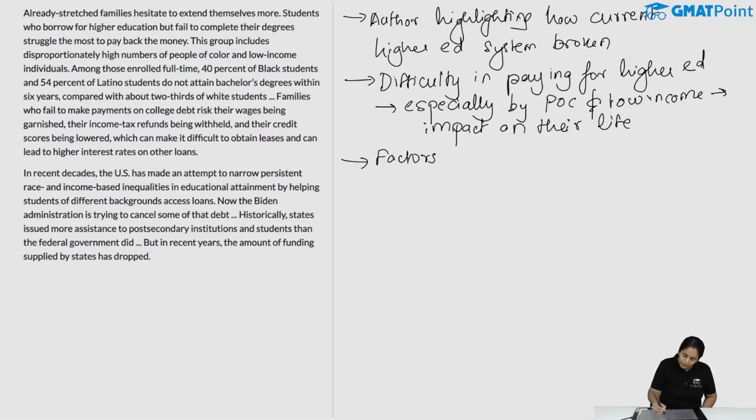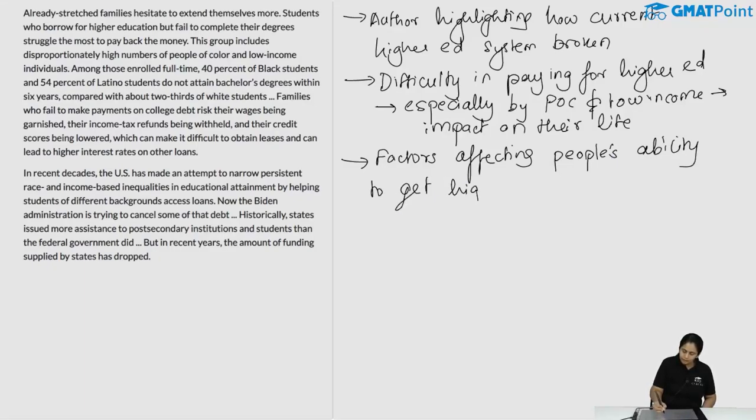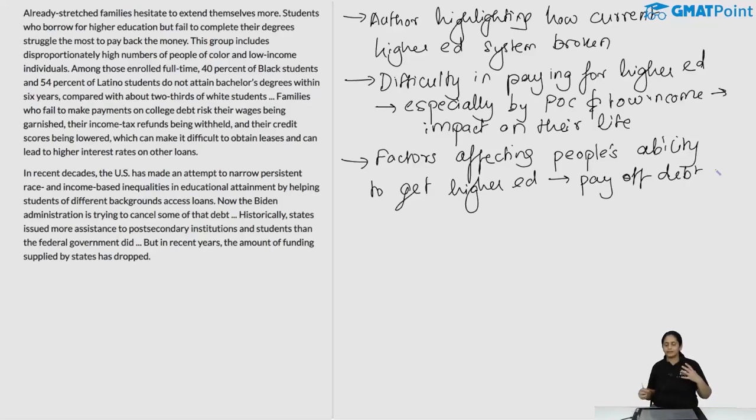Factors affecting people's ability to get higher ed and pay off debt. So essentially, this is referring to the finances involved in paying for higher education. Two things that happened recently helped in a way, but one thing which is happening is kind of acting as a negative. So essentially, there is a real problem in higher education in the fact that a lot of people are not able to afford it.